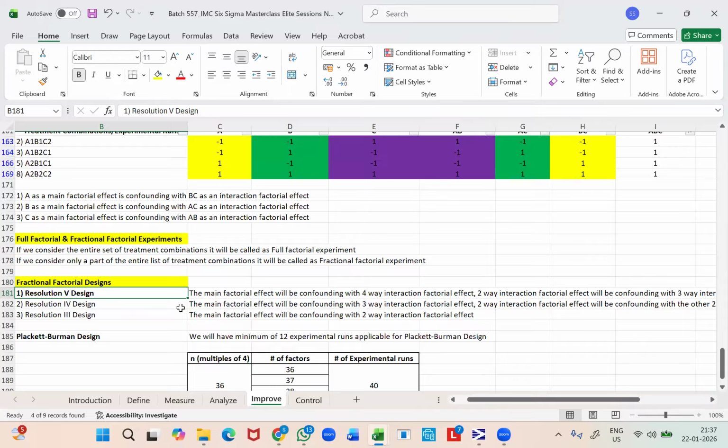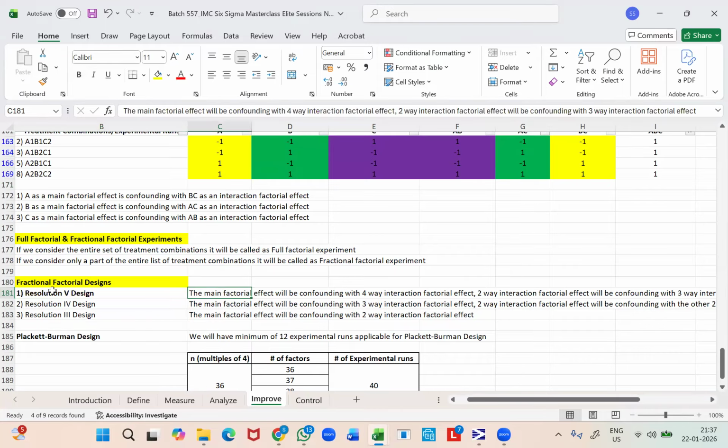So when we have 5 experimental factors, the confounding technique will be the main factorial effect will be confounding with 4-way interaction factorial effect. Two-way interaction factorial effect will be confounding with three-way interaction factorial effect. So we need to sacrifice 5-way interaction factorial effect. So if you have 5 experimental factors, the higher order interaction factorial effect will be 5-way interaction factorial effect, which we will obviously sacrifice, right?